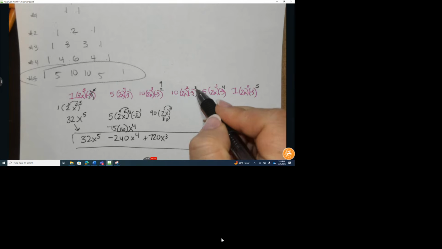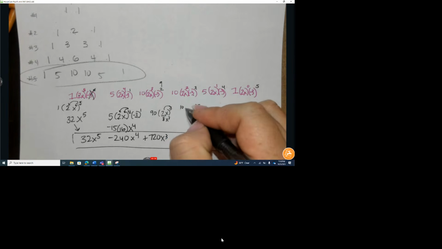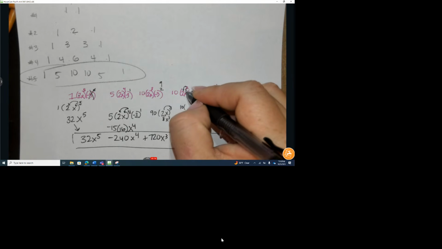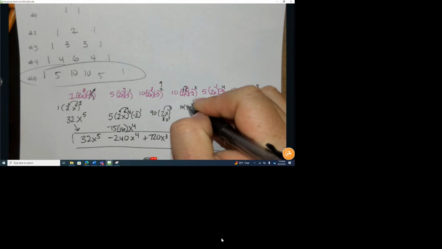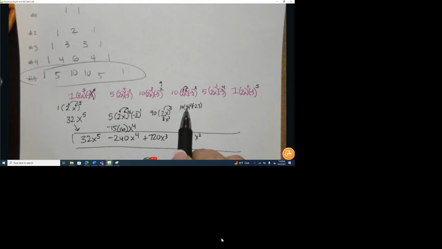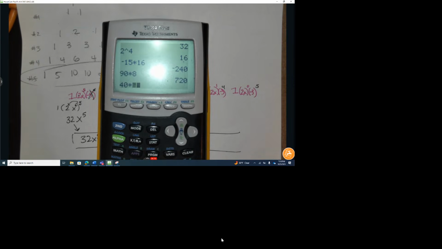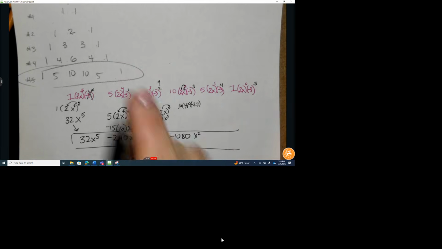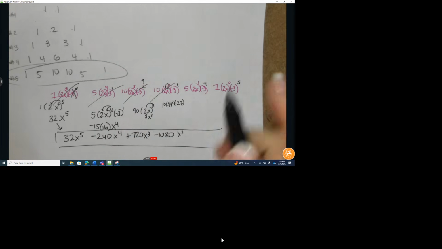Okay, negative 3 to the third is negative 27. You can use a calculator if you need to. So I have 10 times some quantity times negative 27. Now this 2 needs to be always distributed to both. 2 to the second is 4, and then I have x squared. So I'm going to take 10 times 4, that's 40. And I'm going to take 40 times negative 27. 40 times negative 27 is negative 1080. Okay, so I've done the first four terms, moving on here.